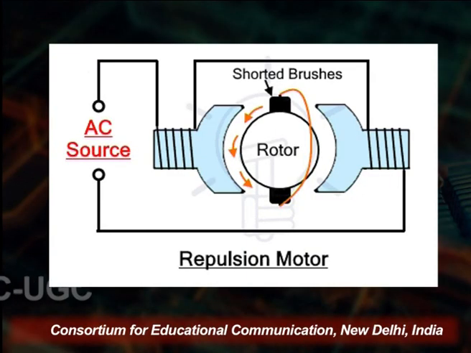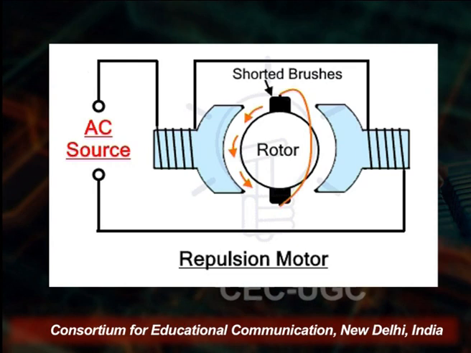Now, these brushes are configured in such a way that they can be moved to change the angle with respect to an imaginary stator axis, and this motor can be stopped, started and reversed by changing the angle of the brushes, which also varies the speed of the motor. You see here that we can change the position and thereby the speed of the motor in this type of repulsion motor.